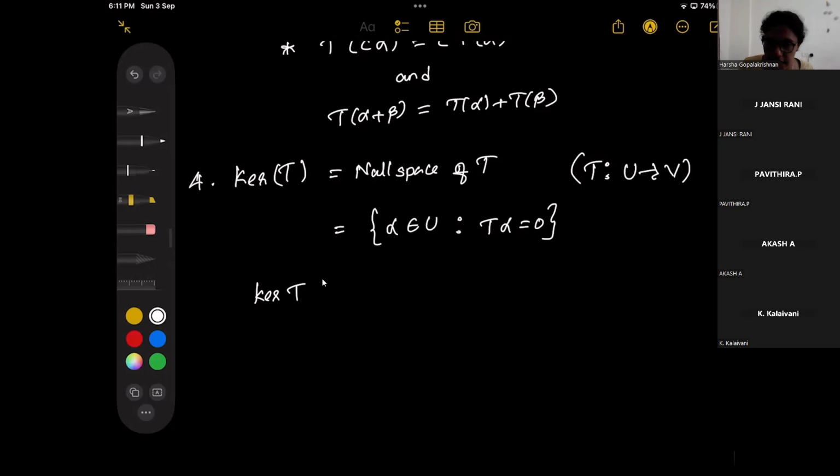So what we can say, kernel of T is a subset of U because it collects the elements from U which maps to 0. But we can prove that kernel of T is a subspace of U. For the proof, you can go to the lectures. I'm just stating the result. This kernel of T will be a subspace of U, means it itself is a vector space. Fine.